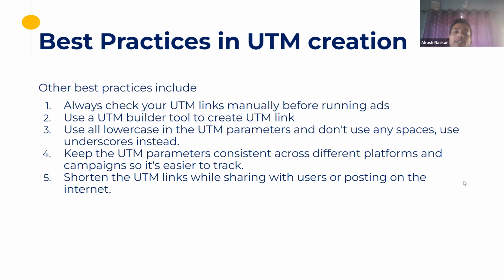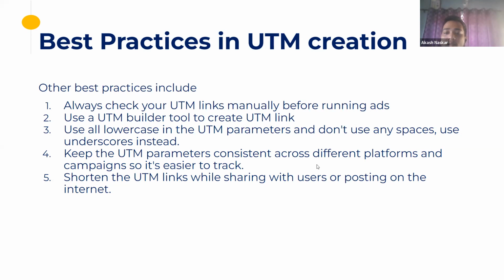The third is to always use lowercase in the UTM parameters and don't use any spaces. Use underscores instead. Whenever you're writing anything in the UTM parameters, never use spaces. Why? Because if you use spaces in the URL, a space is considered a blank, and if you put a blank in the URL, the URL will become non-functional. It will not function correctly anymore. So ideally, you should not use any spaces. Don't use upper case, use all lowercase, and use underscores instead of hyphens or spaces.